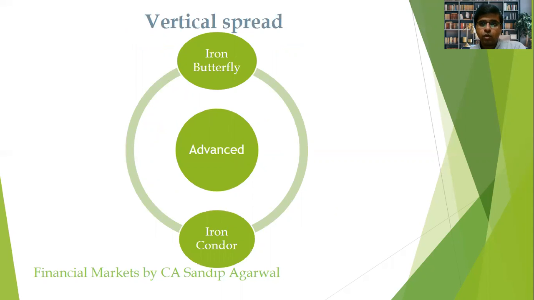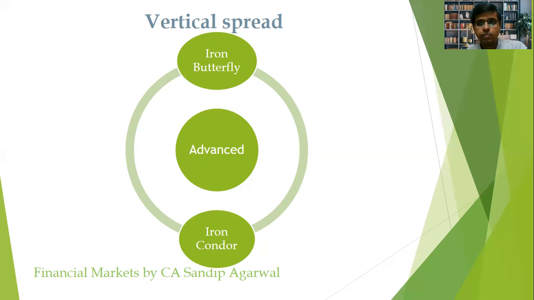So if we recall the video number 1 under options intermediate, we have basically covered 4 strategies. One was long straddle, another was short straddle, third was long strangle, and fourth was short strangle. Now, in this video, we will cover iron butterfly and iron condor.